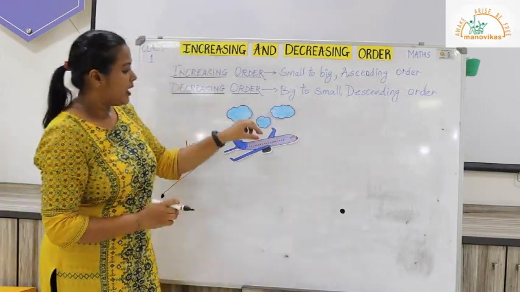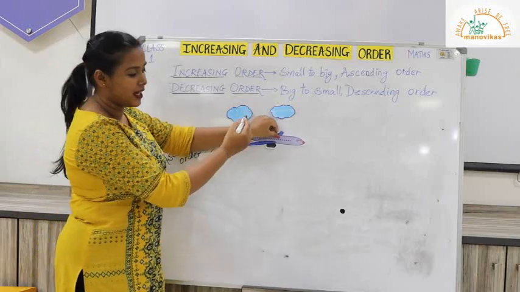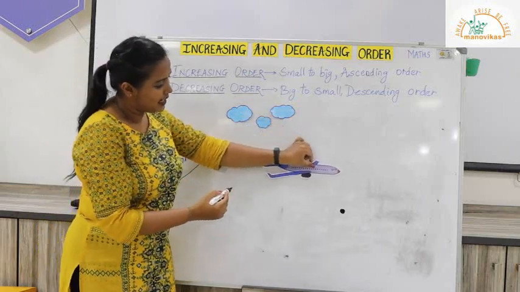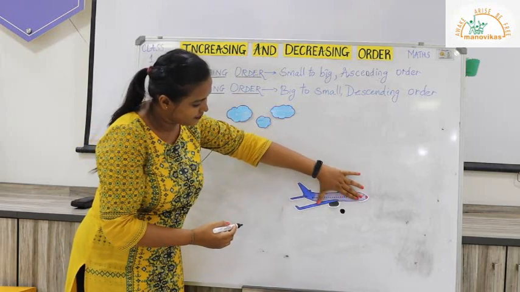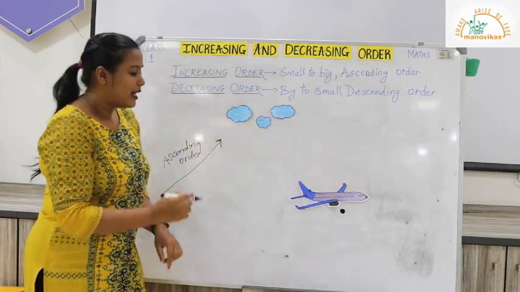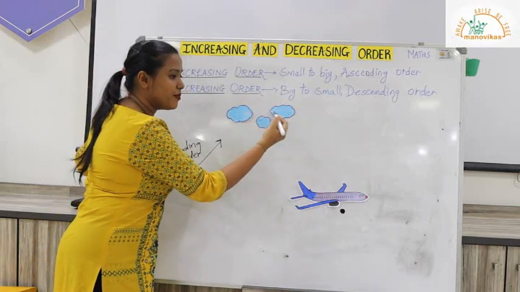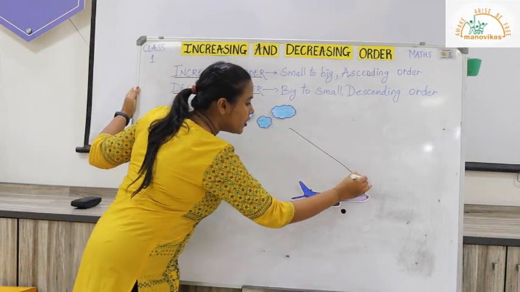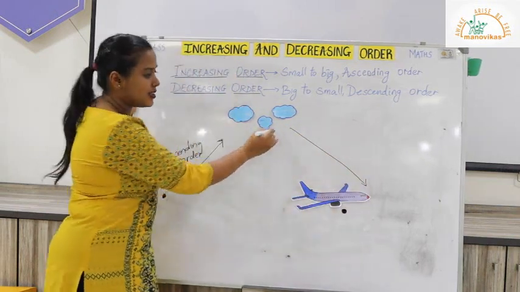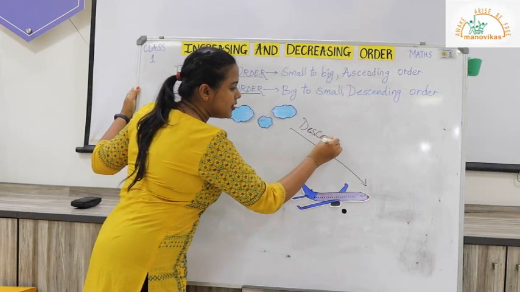Now when the plane is about to land, it will move from the sky towards the lower level. It will come down to land. So the plane has again moved from the sky or from the higher level to a lower level. So this is called the descending order.